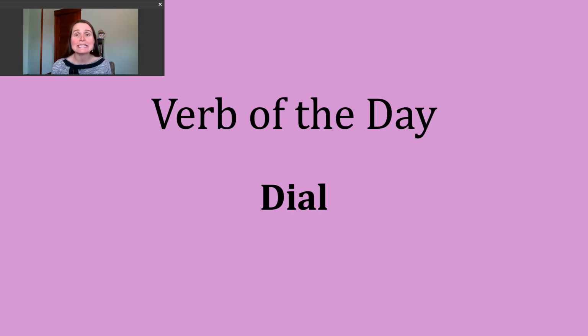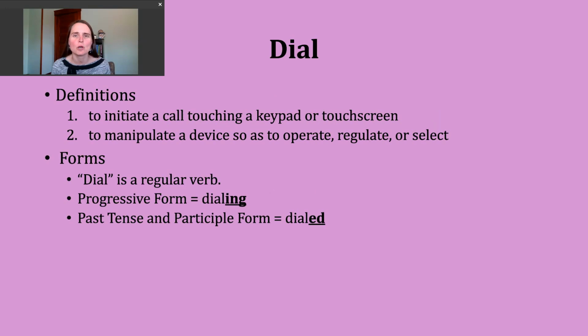Today's verb is dial. Let's take a moment to look at some of the definitions, or the ways that we use this verb. The verb dial, for many people, is going to connect to this idea of making a phone call. So, in our modern times, when people use this verb, many times they are encouraging someone to initiate or to begin a phone call, either by touching a keypad or a touch screen, as it is now on many of our smartphones.